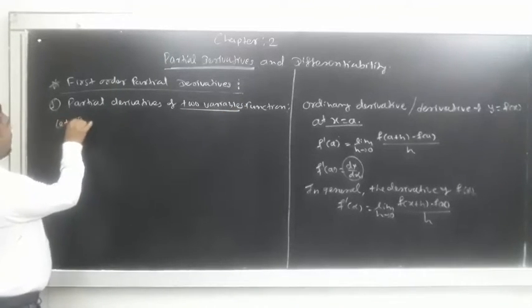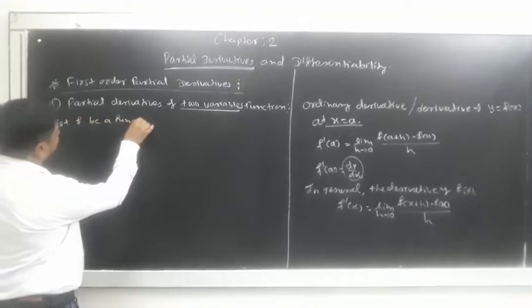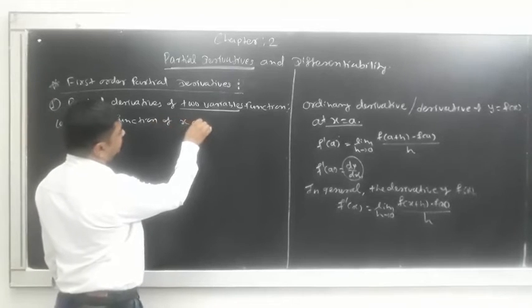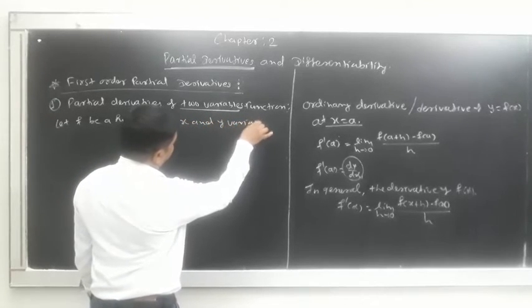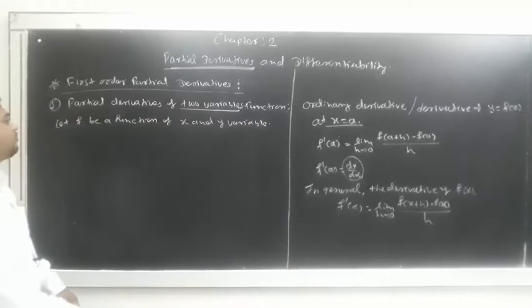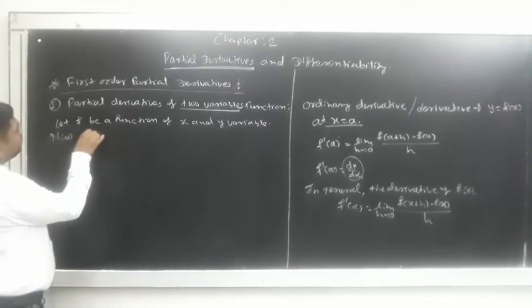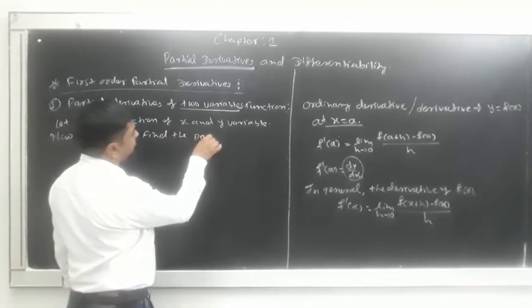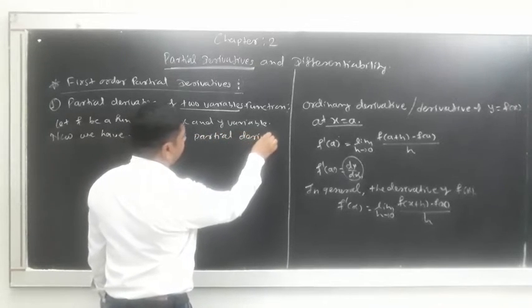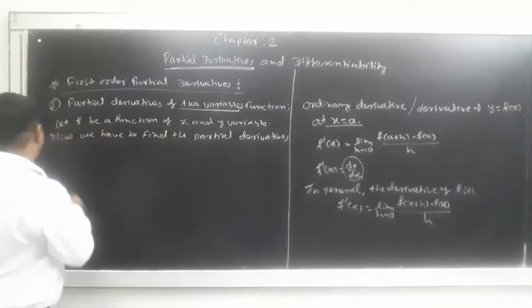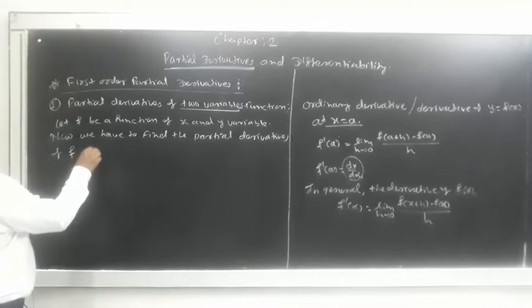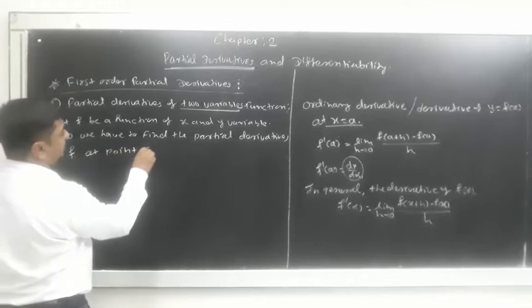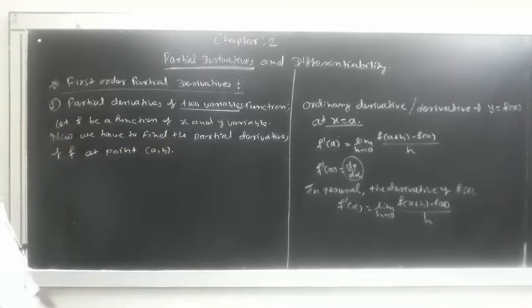So let f be a function of x and y variables. So we take one function, and now we have to find the partial derivatives of f at the point (a, b).